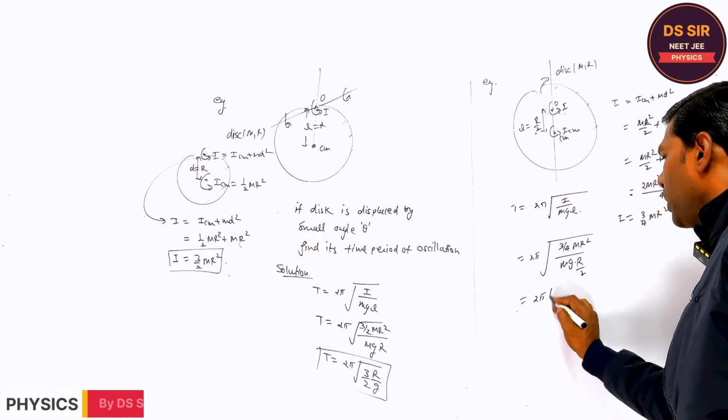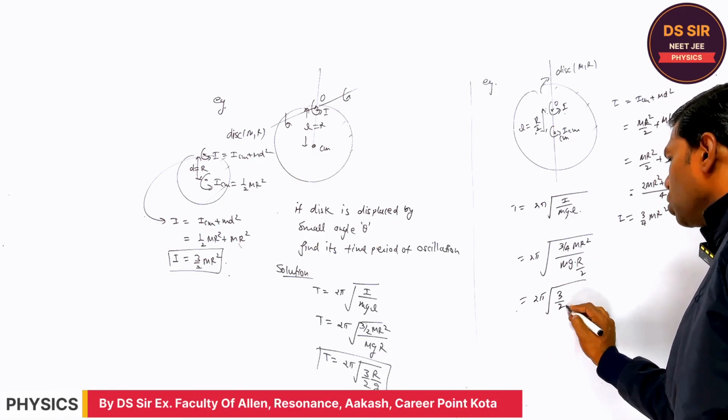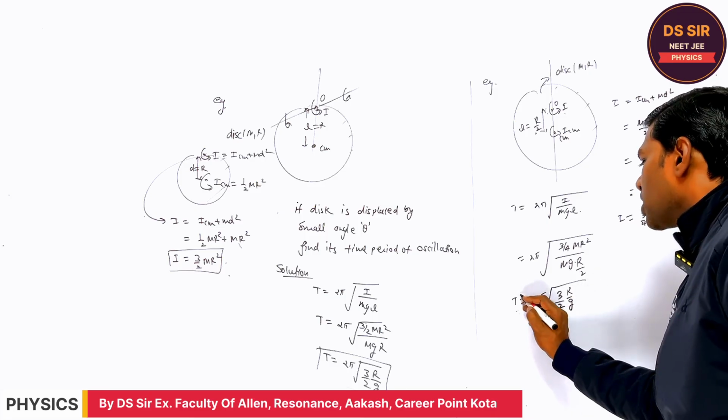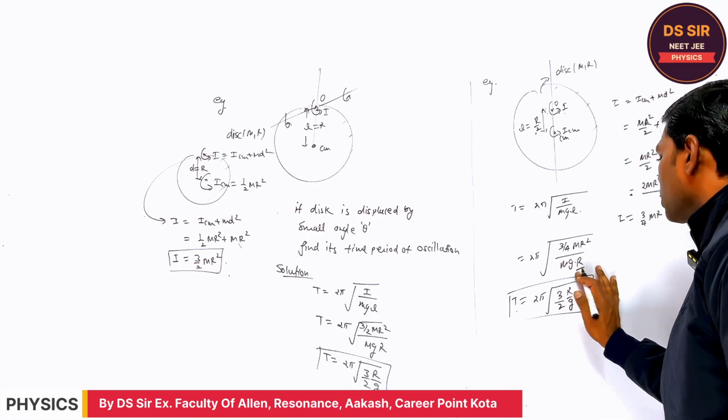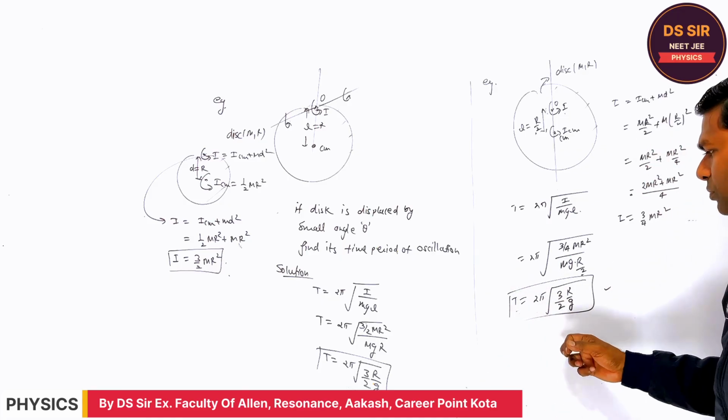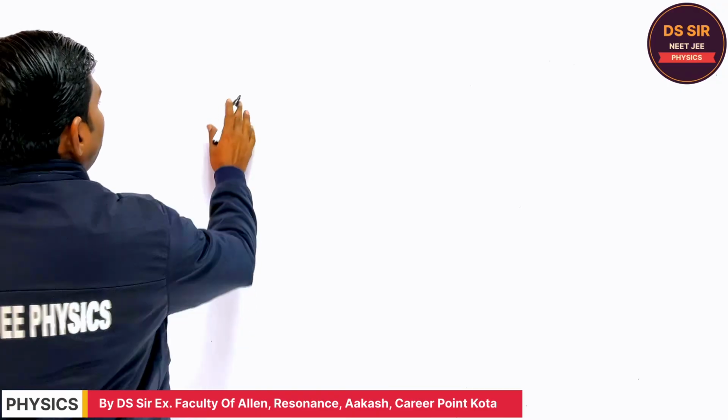So 2 pi root 3 by 2, when you simplify, r upon g is the correct answer. Are you getting it or not? Is it the same answer you are getting, Varsha? Yes, copy this.